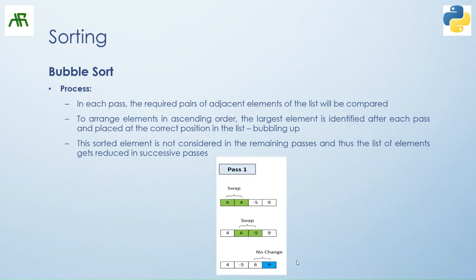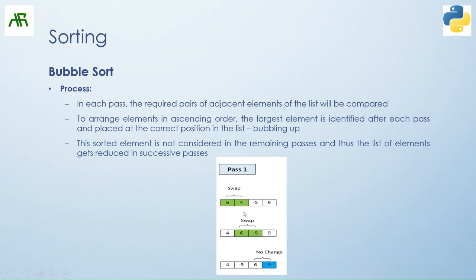This is an example. See, in pass one, I have elements 6, 4, minus 5, and 9. In the first pass, since 6 and 4 are not in order, 6 is supposed to be larger than 4, so I'm having a swap here. So 4 comes first and 6 later. And then there is another comparison, another swap happening again, because 6 is larger than minus 5. And when 6 and 9 are encountered, since they are already in the sorted order, there is no change. So this is the first pass.